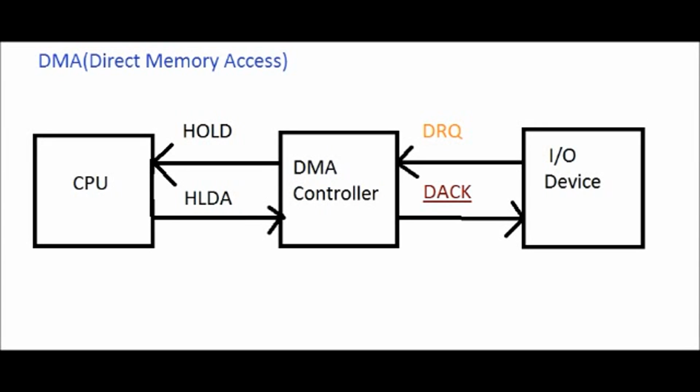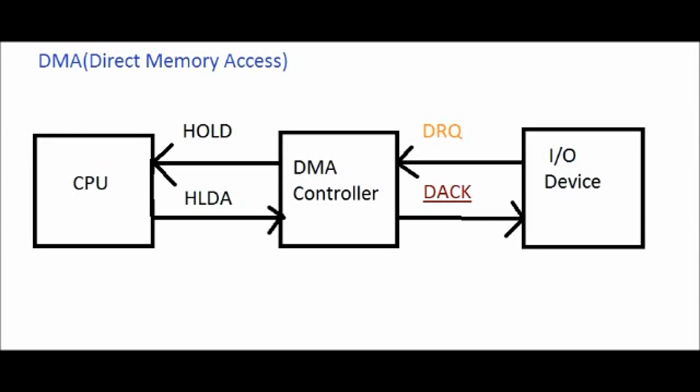Direct memory access is an operation to transfer data bytes between memory and peripherals. The input-output device is connected to the system bus via an interface circuit called the DMA controller. The process of connection is given below.